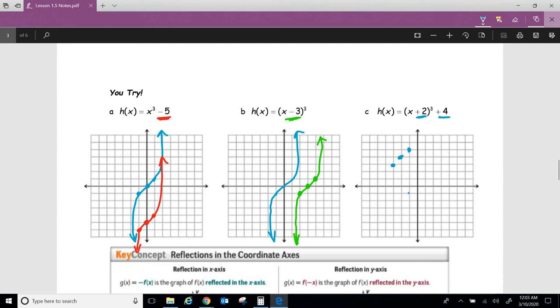Whoops. Let's draw our parent function first. Here's our parent function. And we'll do a different color for this one. This is our transformed function. And there we go. Like I said, it didn't have to be terribly precise. As long as we have some good points that we're working off of and I can tell it looks like a cubic, you'll be good.